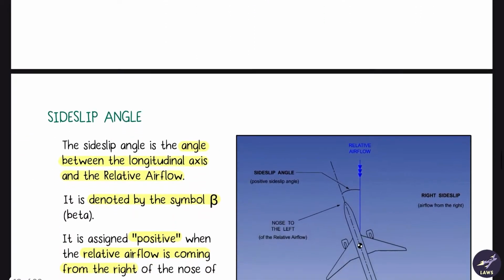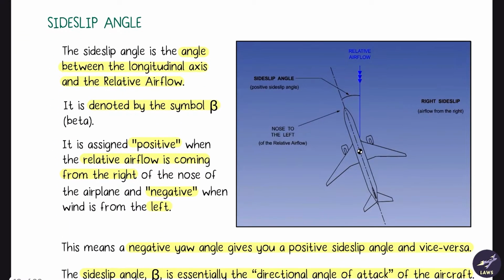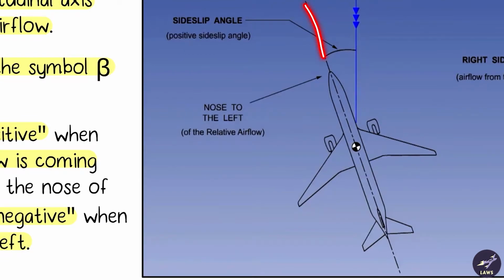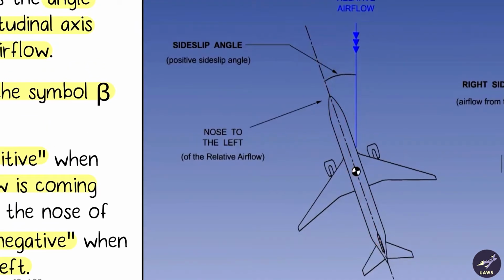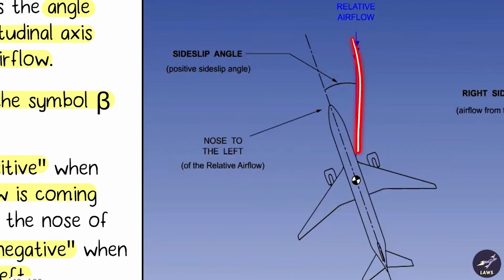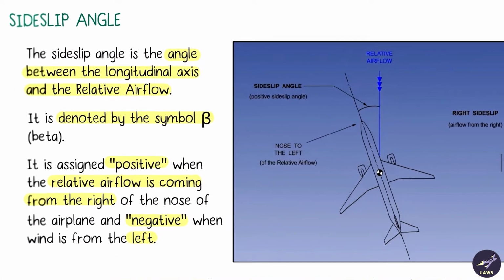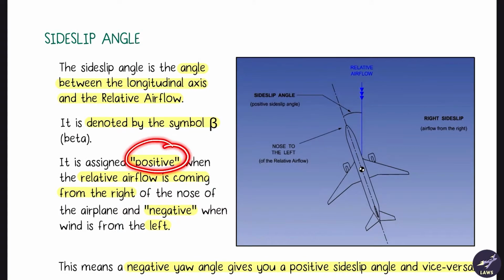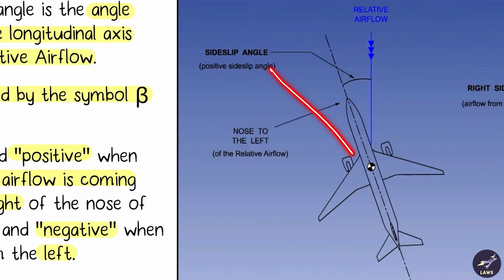First we'll look at side slip. Side slip is the angle between the longitudinal axis and the relative airflow. This angle is the side slip angle. If the relative airflow is coming from the right, we say it is a positive side slip. If the relative airflow is coming from the left, we say it's a negative side slip.